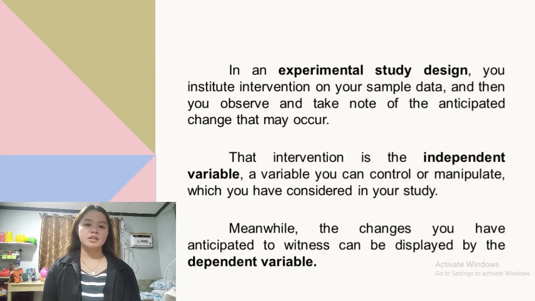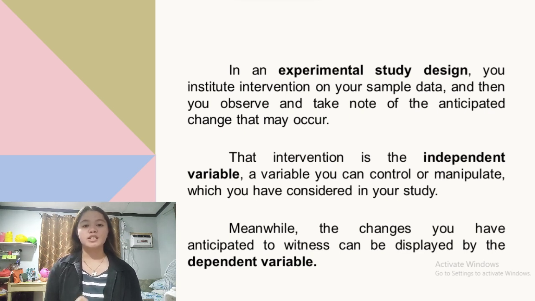In an experimental study design, researchers introduce an intervention or treatment to a group of participants known as the sample. The purpose of this intervention is to examine its effects on the participants. The intervention is called the independent variable because it can be controlled or manipulated by the researchers. They carefully consider and decide what intervention to apply in the study.